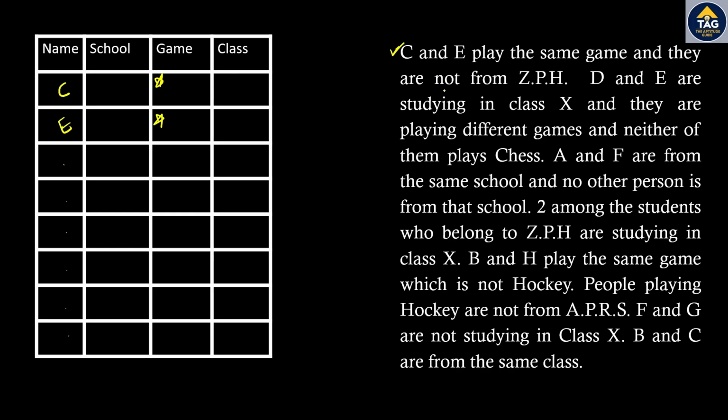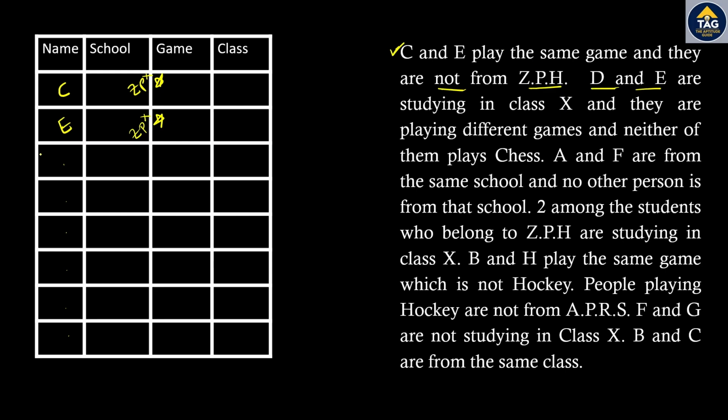It is also mentioned that these 2 are not from ZPH. So it can be any other school from the remaining 2. So it can be KV, it can be APRS. Though we cannot predict the name of the school, we have only 2 options now. It can be APRS or it can be KV. Let us jump onto the next statement now.